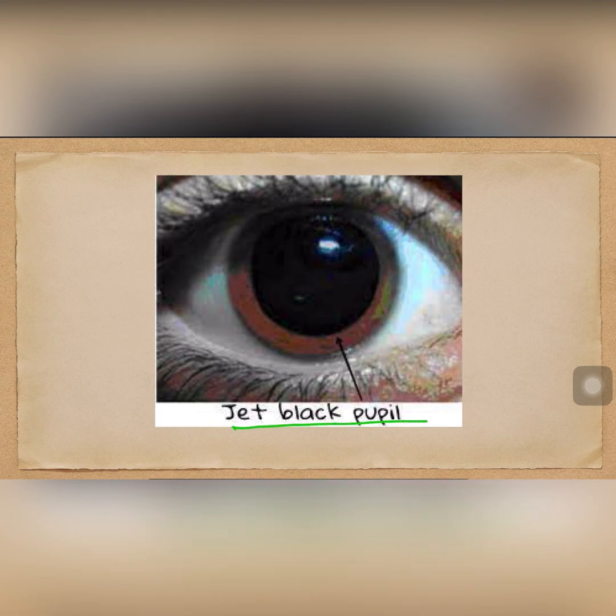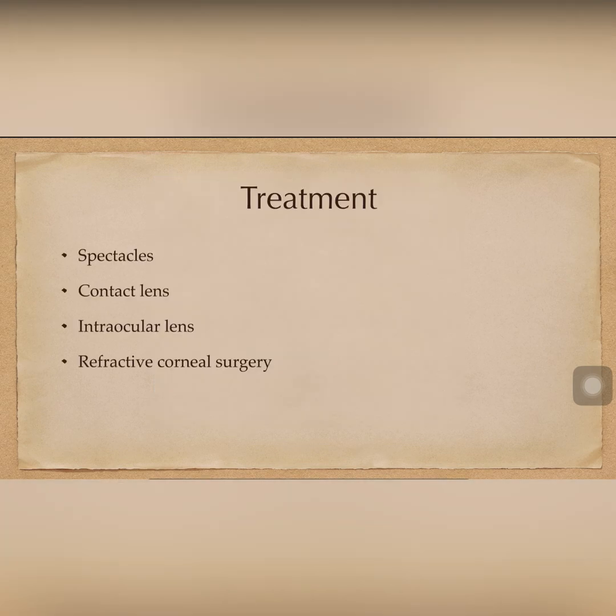This is how a jet black pupil looks. So how are you going to treat an aphakic eye person? As there won't be any lens, we can provide the patient with spectacles, or we can give a contact lens, or we can put an intraocular lens, or refractive corneal surgeries can be done.